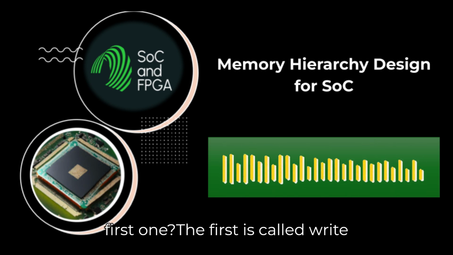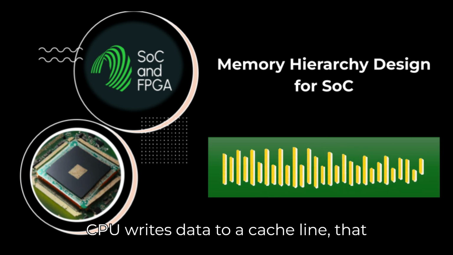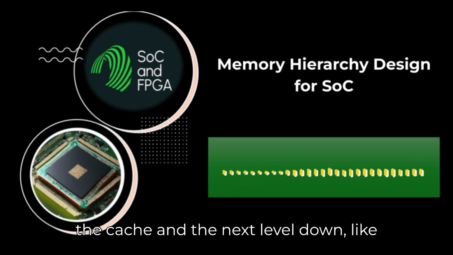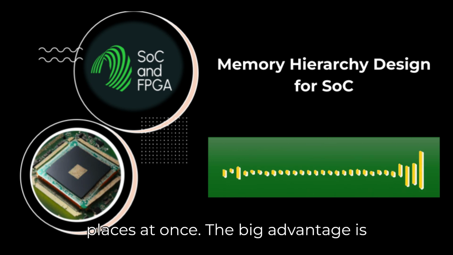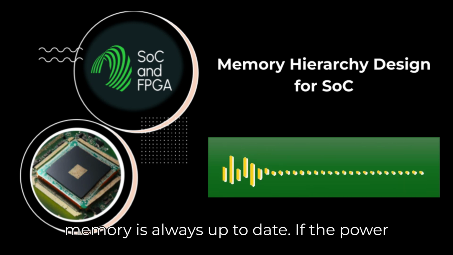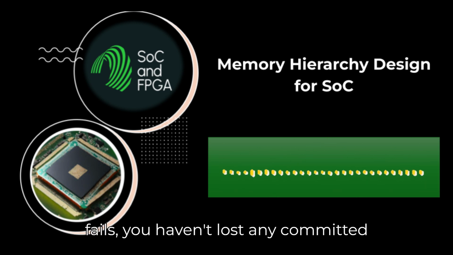The first is called write-through. With write-through, whenever the CPU writes data to a cache line, that data is written simultaneously to both the cache and the next level down, like main memory. Both places at once. The big advantage is simplicity and consistency. Main memory is always up to date. If the power fails, you haven't lost any committed writes.